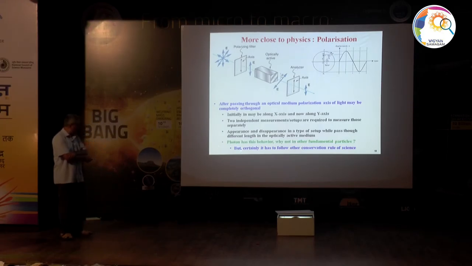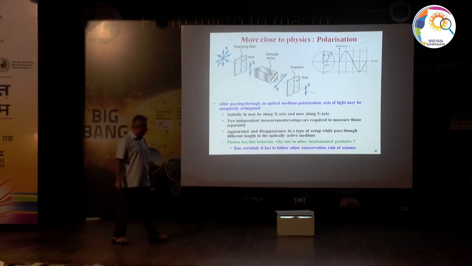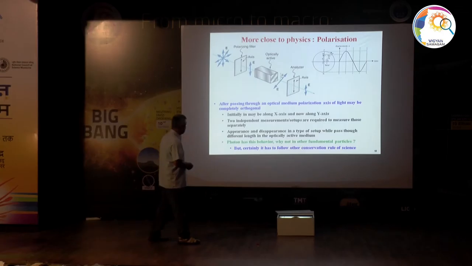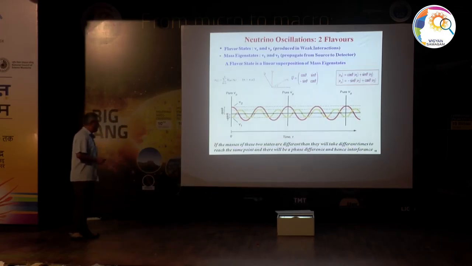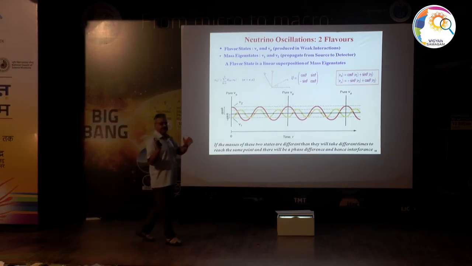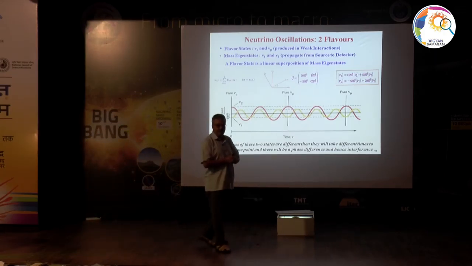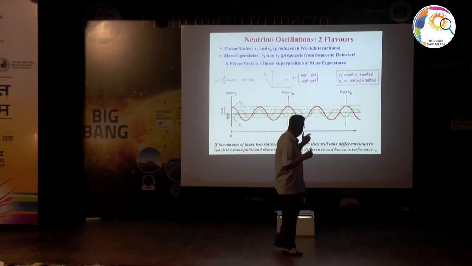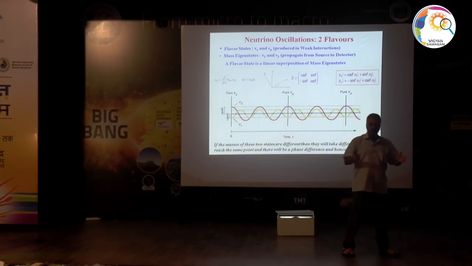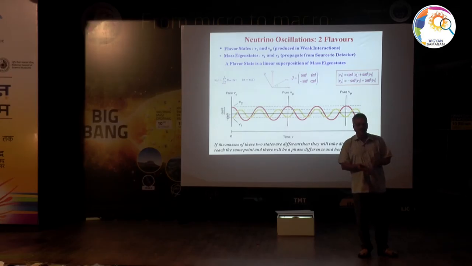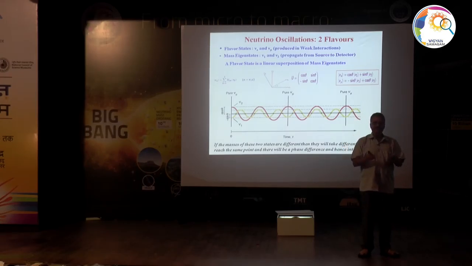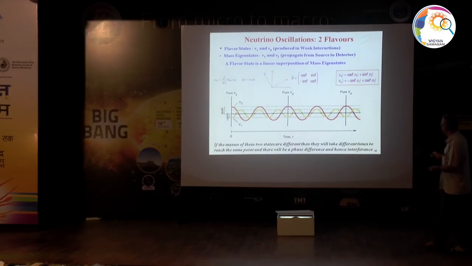But of course, we have to follow some conservation rules in physics, like energy, momentum and other conservation rules. Okay, so that's the way we can describe the oscillations. This analogy you are very familiar with, so I did not put it here. You have the coordinate system x and y. You just rotate the coordinate system, and in the new coordinate system you measure the things.